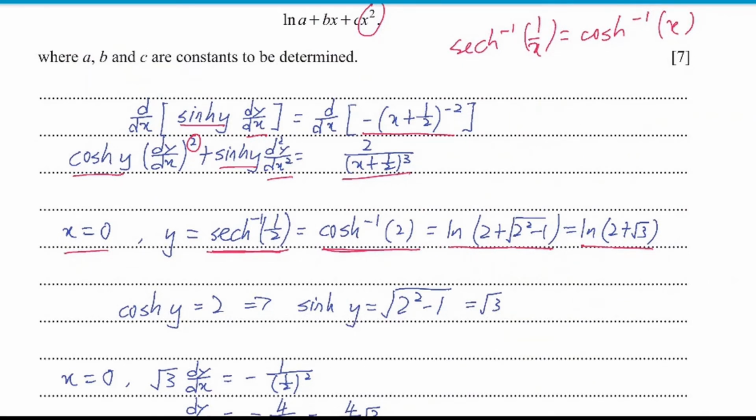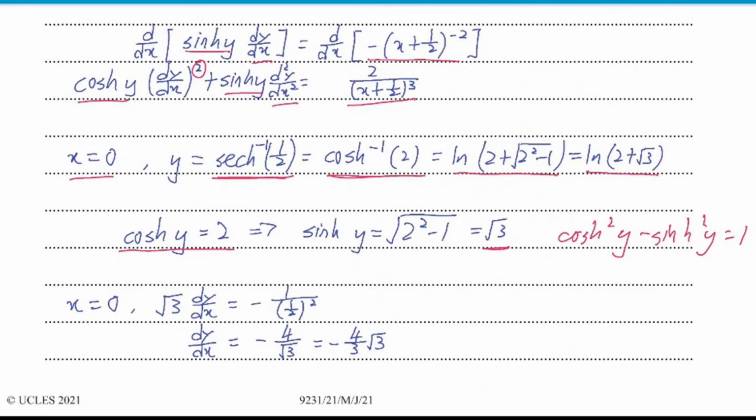After that, to facilitate our value evaluation later on, once we have got the value of cos y already, it's helpful for us to find the value of sin y, because we also need the value of sin y later, provided that we know cos y already. So we use the identity where cos squared y minus sin squared y equals 1. We find out what sin y is first, then later we can substitute very easily. So this is for the first derivative.